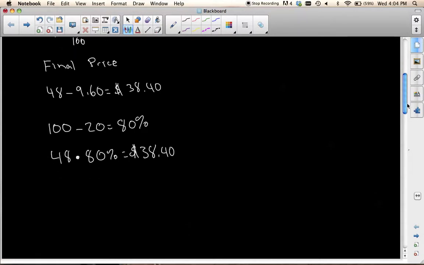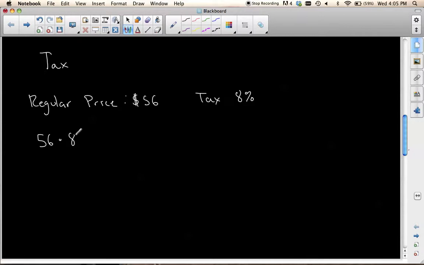What we all don't like is tax. We all have to pay it eventually. So if we have an item where a regular price is $56 and the tax is 8%, how do I calculate what the tax is? Well, I can do the same thing that I did before. If I go 56 and multiply that by 8%, what I'll end up with is my tax is $4.48.